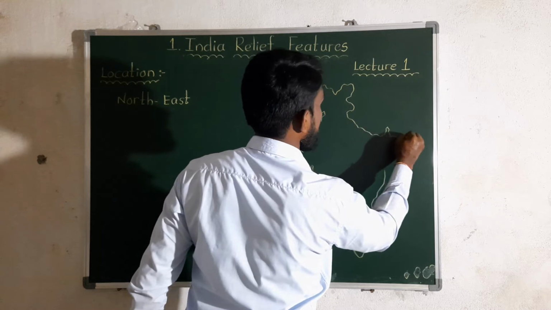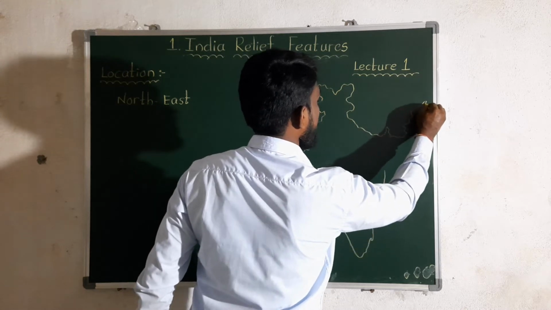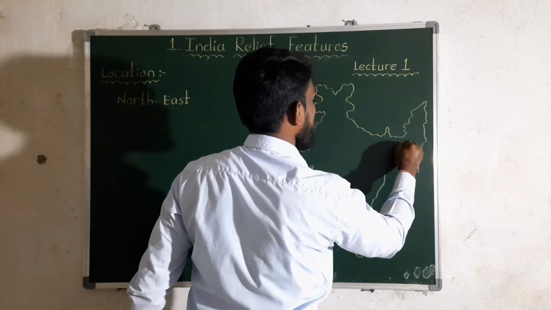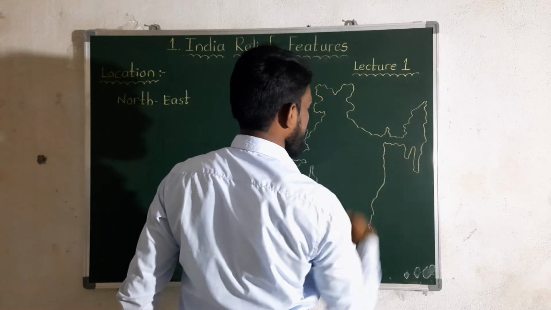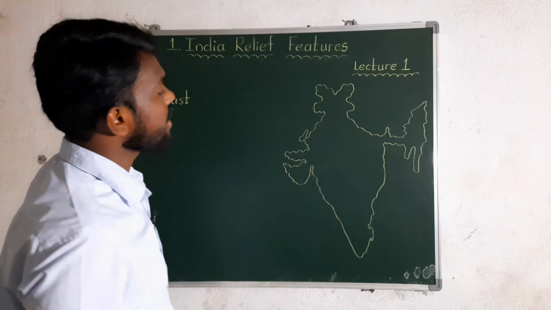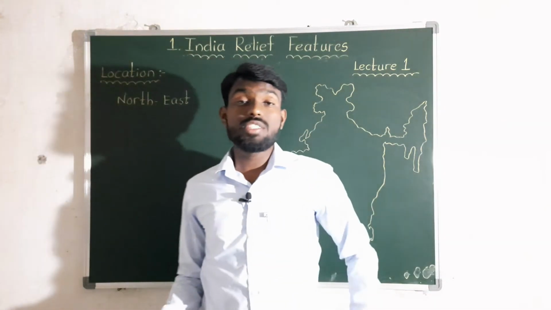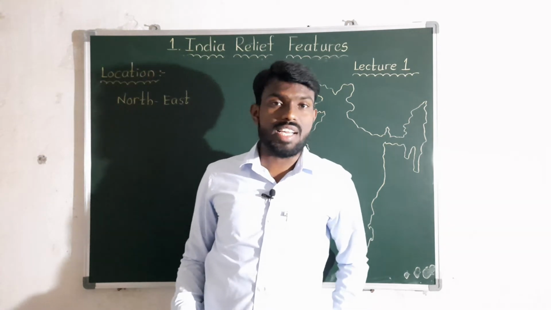This is a rough diagram. With the help of this diagram, it becomes easier to understand the location, that is, the latitudinal and longitudinal extension.